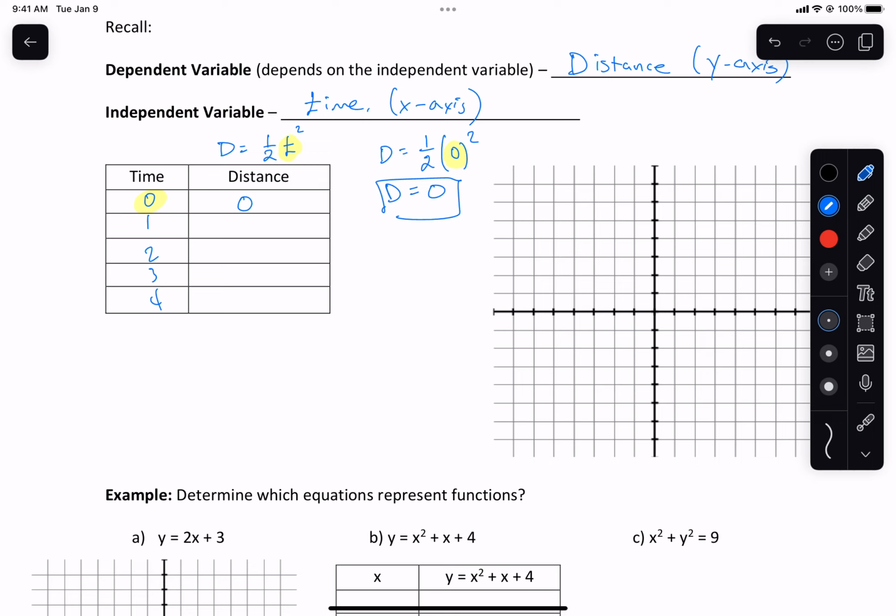Okay, so 1/2, we'll do another one. 1/2 times 1 squared. 1 squared is 1 times 1/2 is going to be 1/2, or 0.5. I'm okay with the decimal for this, and we're going to plot the points. 2 squared is 4. Half of 4 is 2. 3 squared, half of 9, 4.5. 4 squared is 16. Half of 16 is 8.